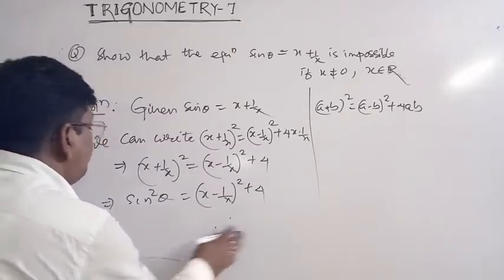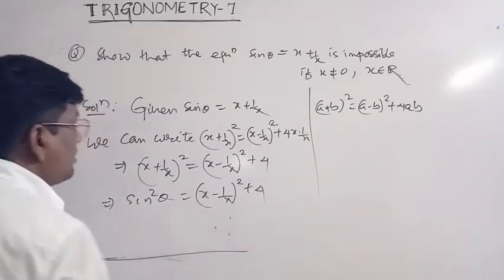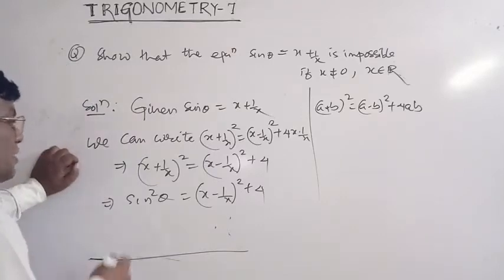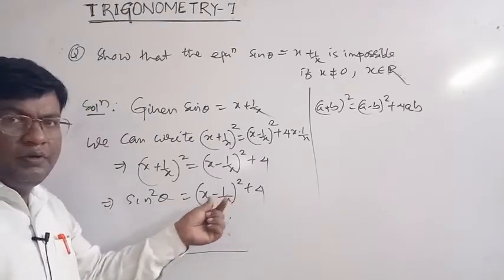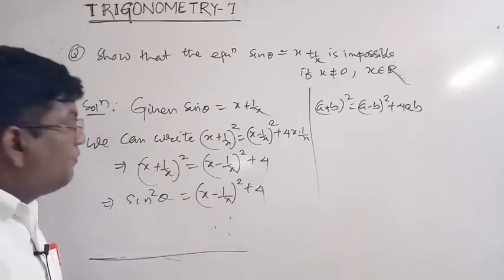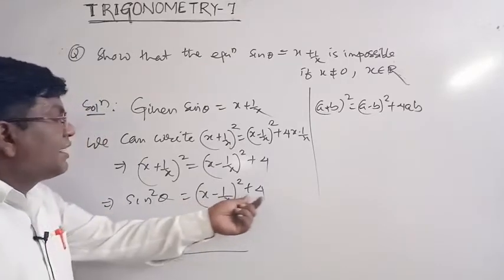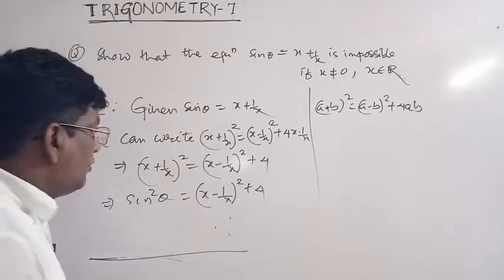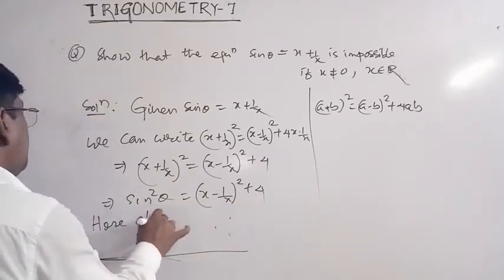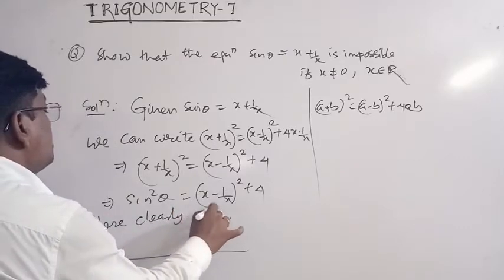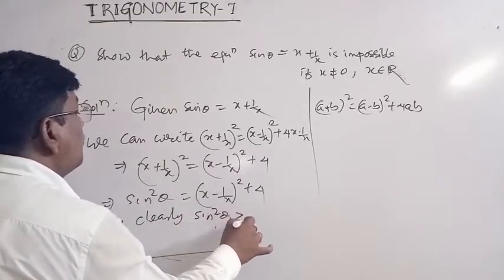So obviously, since sin square theta is the sum of these terms, both are positive. So obviously sin square theta is greater than 4. Here clearly sin square theta is greater than or equal to 4.